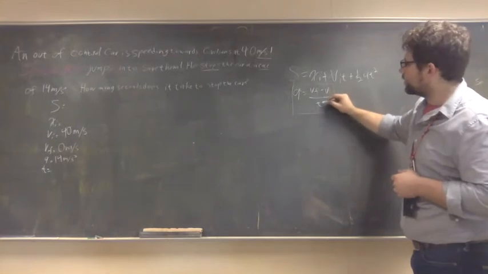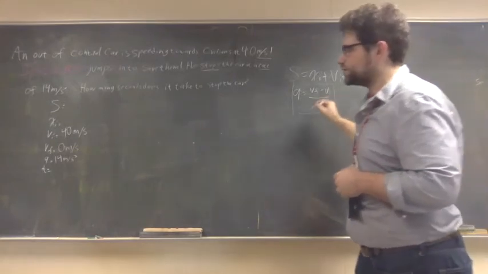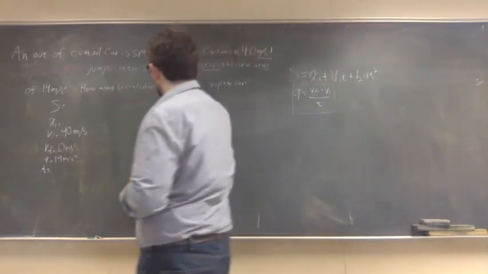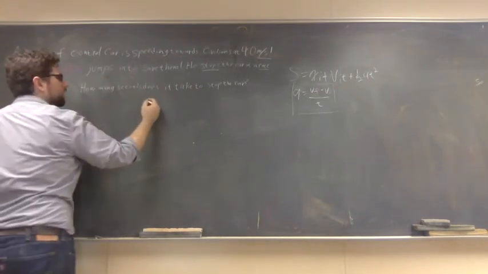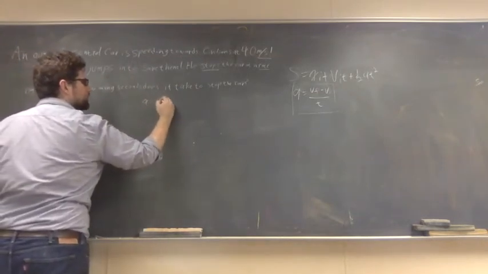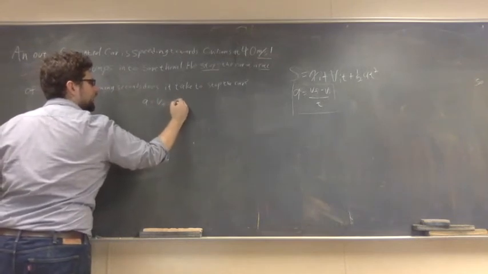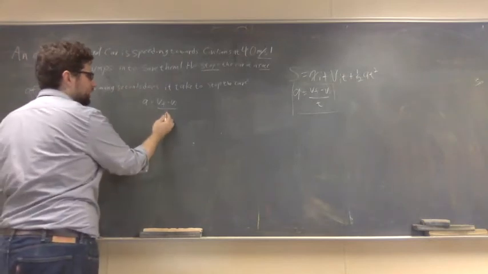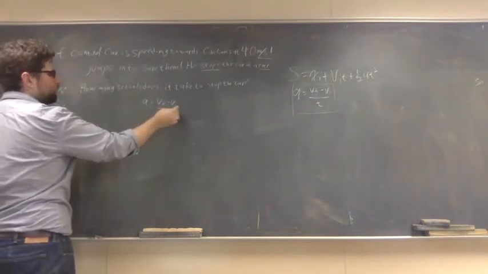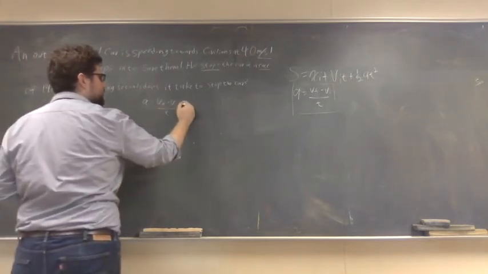But I'm not currently solving for t. So let's rearrange this one real quick. So I'm going to rewrite it over here. A equal to Vf minus Vi over T. To get T by itself, first I need to get it out from under the bottom, so I need to multiply both sides by T.